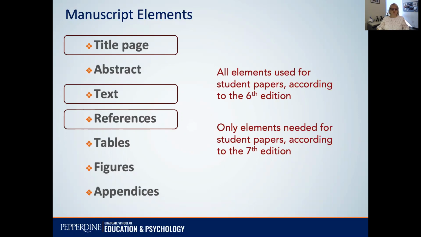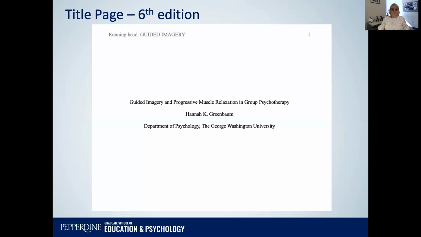So in student papers, you have a title page or cover page, your text, the body of your paper, whatever it is, and your reference page. Sometimes you will have figures or appendices, especially for those of you in the MSBP program, but a lot of times you don't need these other elements. So that's what I want to focus on today, are these three parts.